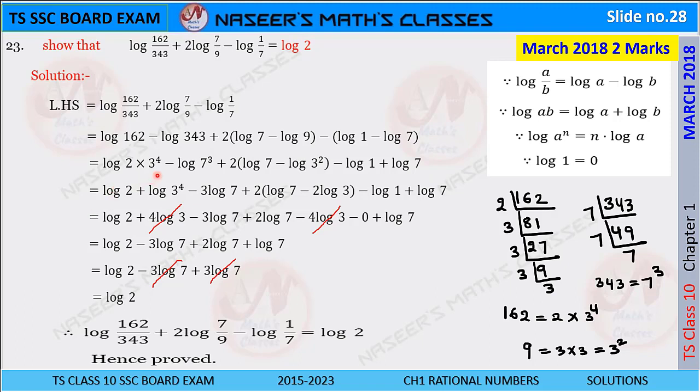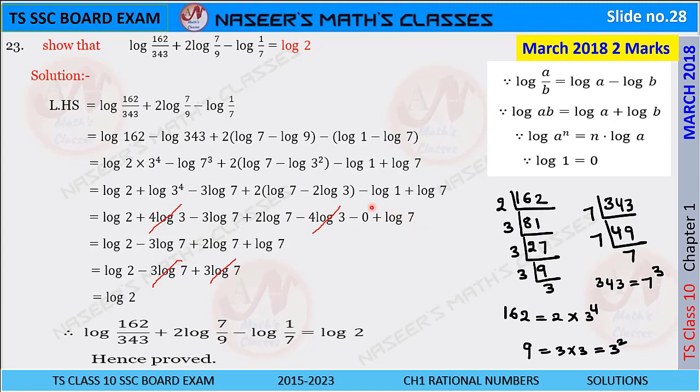Next, log 2 into 3 power 4 is in the form of log AB is equal to log A plus log B. Then we can write log 2 plus log 3 power 4. Here log 3 power 4 is in the form of log A power n is equal to n into log A. Then we can write it as 4 log 3. And log 7 cube is also in the form of log A power n is equal to n into log A. Then we can write it as minus 3 log 7. After removing the bracket here, 2 times of log 7 minus 2 log 3 is written as 2 log 7 minus 2 log 3. Here plus 4 log 3 and minus 4 log 3 is cancelled.